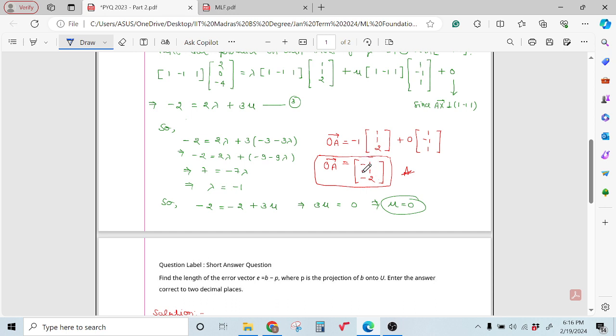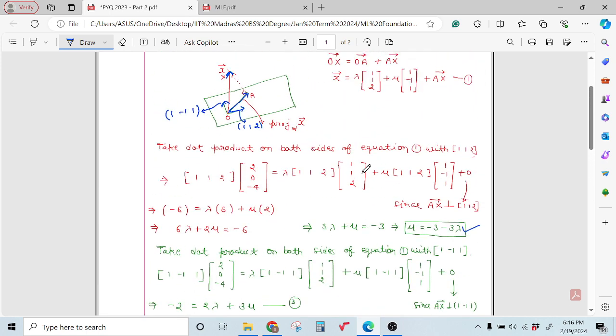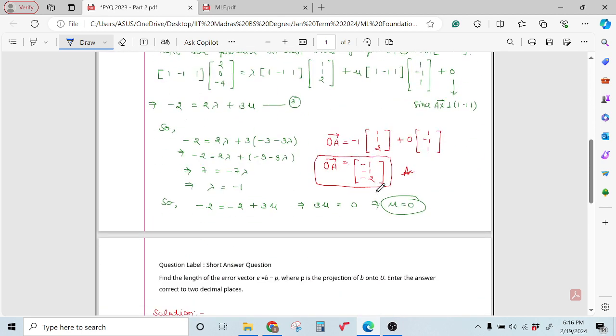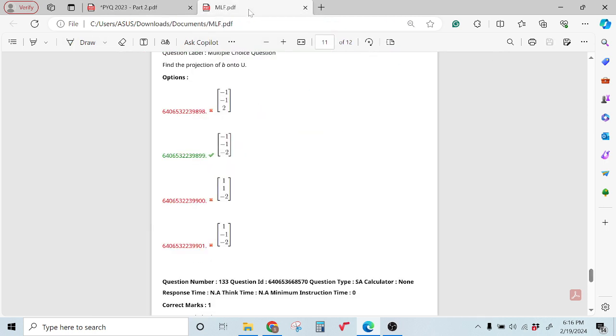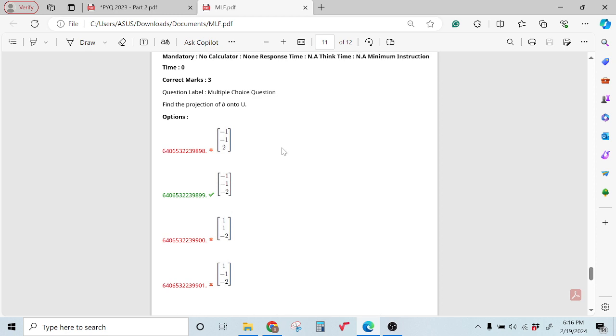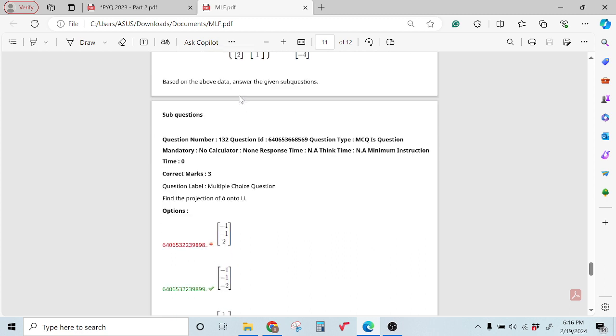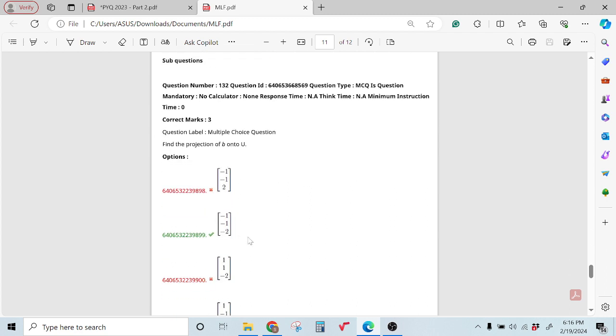So we can easily find this vector, the projection of B onto U. Actually our B vector is x, so B is x. So our answer is minus 1 minus 1 minus 2. If we check the answer in the PDF of this PYQ, this is our original question, and this is the answer, minus 1 minus 1 minus 2. So our answer is correct.